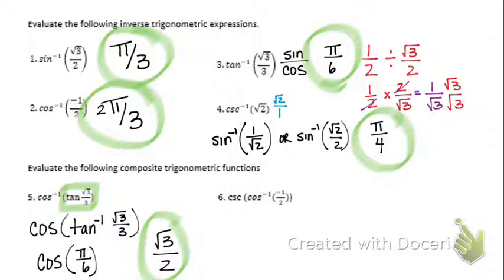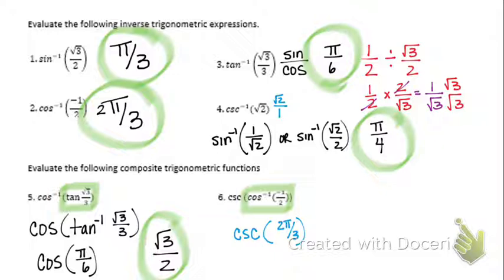And then lastly, looking at your unit circle, what angle has a cosine of negative 1/2? So again, this is a repeat of this question. So the inverse cosine of negative 1/2 is 2 pi over 3. So we have to take the cosecant of 2 pi over 3.